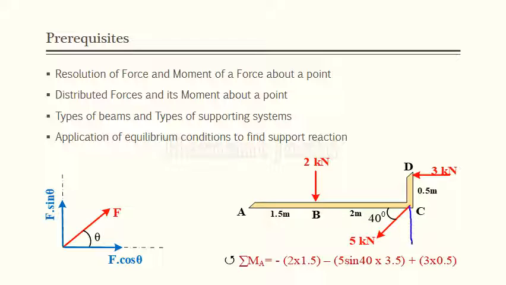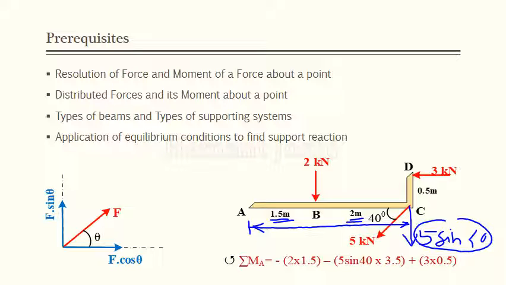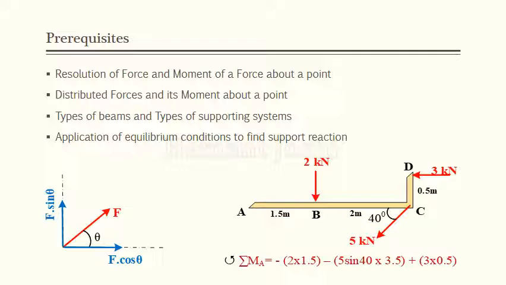Now let us think about the vertical component, that is 5 sin 40. For a vertical component, the horizontal distance is the perpendicular distance required. So the overall distance from point A is 1.5 plus 2, that is 3.5. So the force is 5 sin 40 and the distance is 3.5. Again, according to the arrow, we observe that it is a clockwise moment about point A. So it is minus 5 sin 40 as the force and 3.5 as the distance. So this completes the moment of the vertical component of 5 kN.